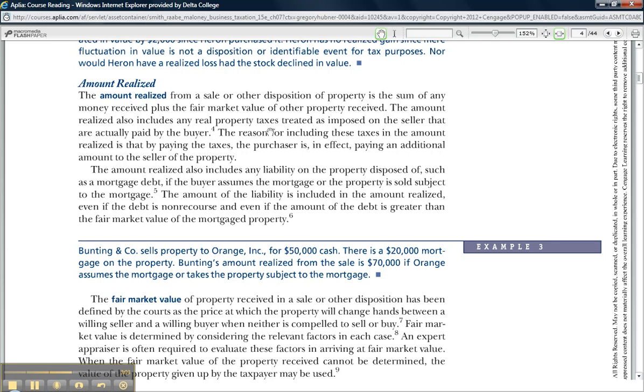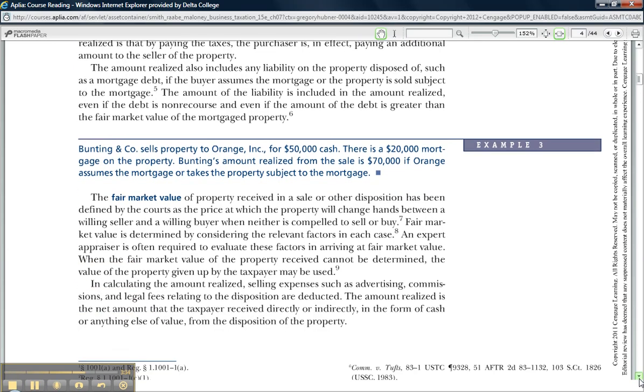In addition, we're going to talk about mortgages or liabilities assumed. Right here, amount realized also includes liabilities on the property disposed of, such as mortgage debt. So if the buyer assumes the mortgage, then that is additional proceeds to the seller. Basically, the seller had debt and the buyer took it over, so the seller doesn't have debt anymore. That is incremental proceeds. Keep scrolling down here. It talks about fair market value.